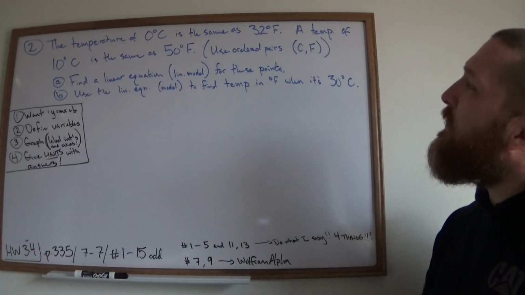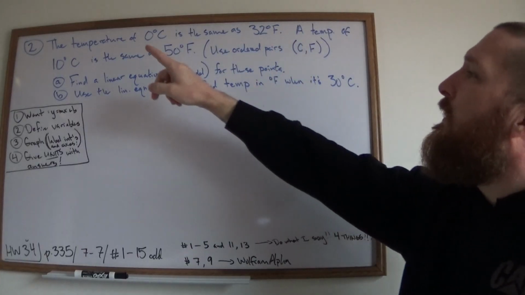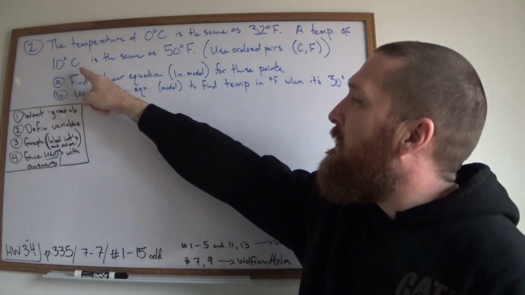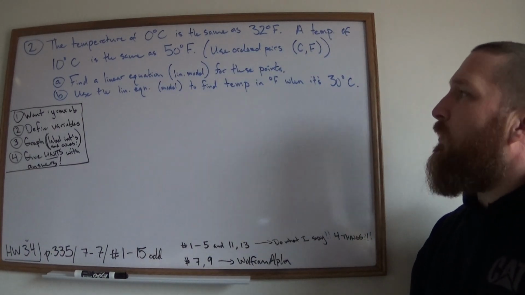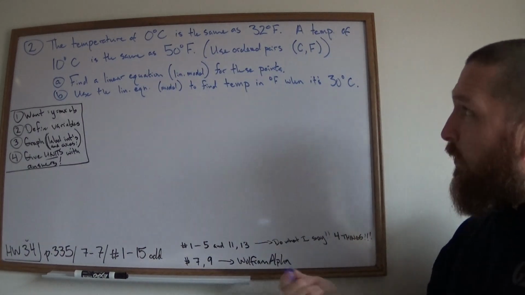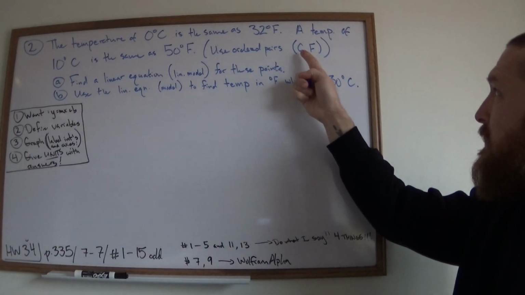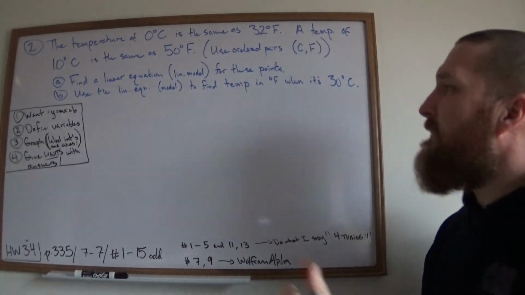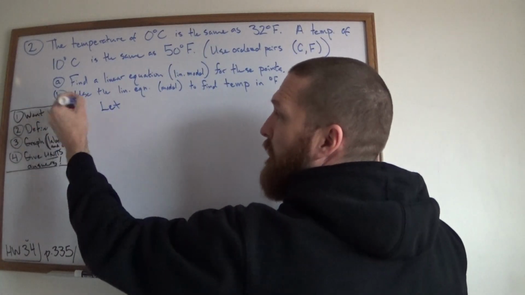So, the temperature at 0 degrees Celsius is 32. At 10 Celsius, it's 50. Okay, find a linear equation for these points. Okay, so we're given 2 points. It tells us to use ordered pairs C and F. So let's go ahead and just define what this is. So we're doing number 2 here.